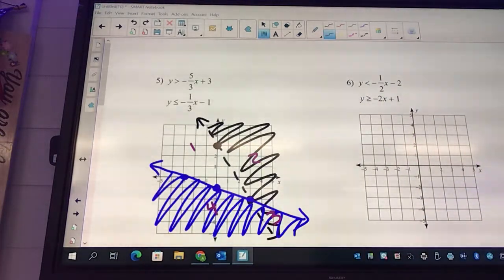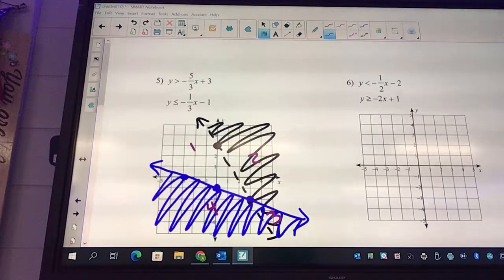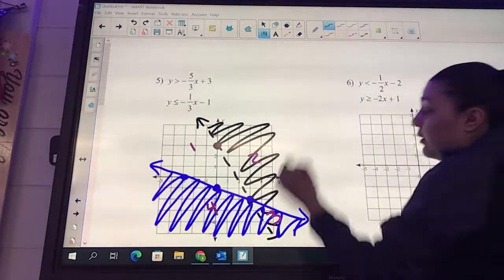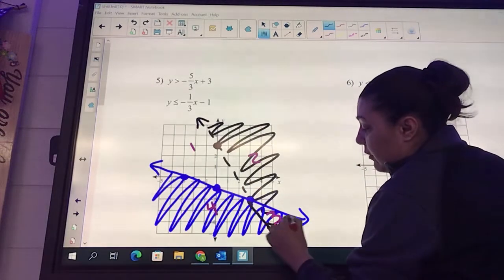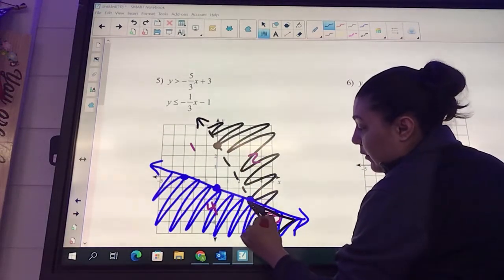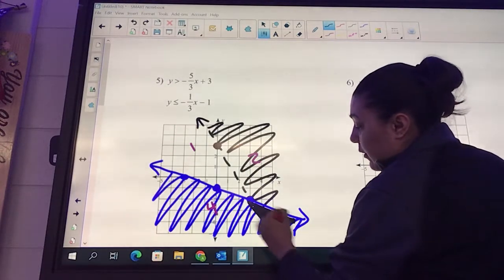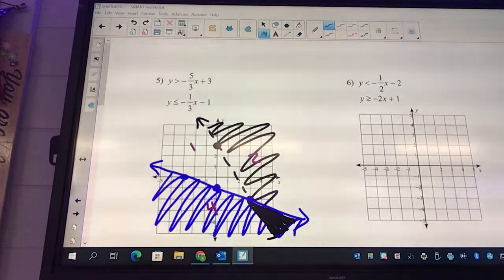What would be our solution set? Which number? 3. Okay, and you could just point to this section, or you can shade it really dark, whatever you want to do. Okay, this time I'm going to shade it really dark. Okay, so that's your solution set.